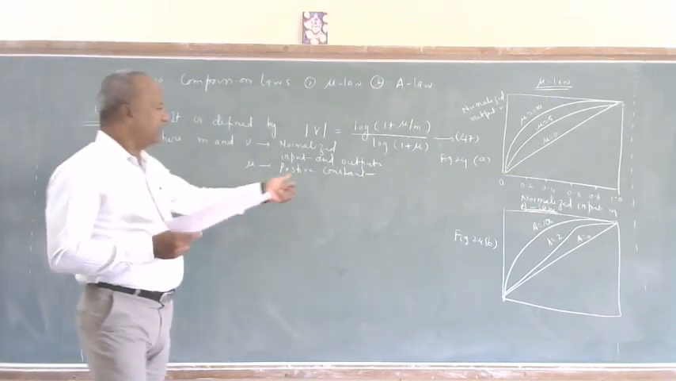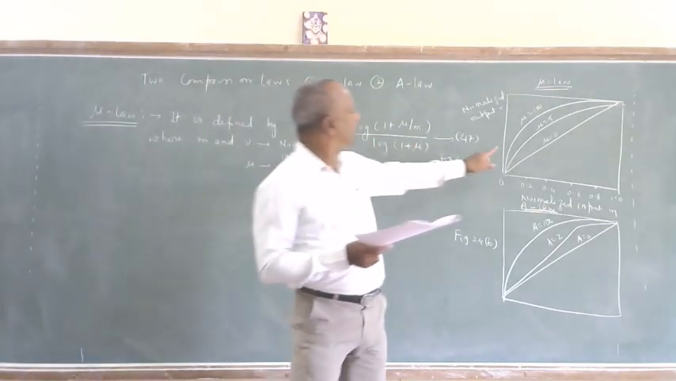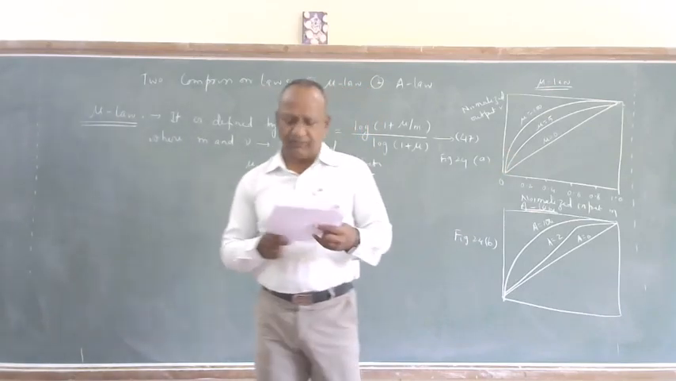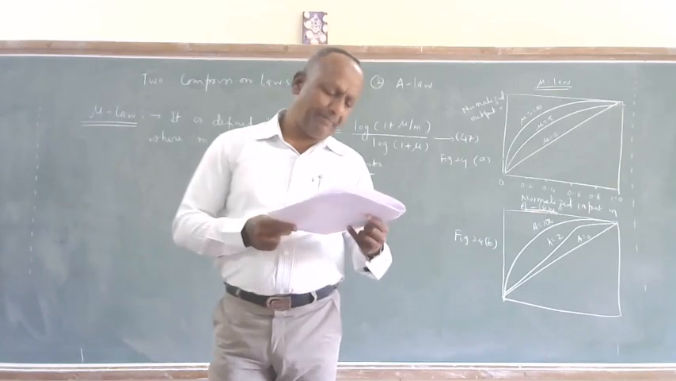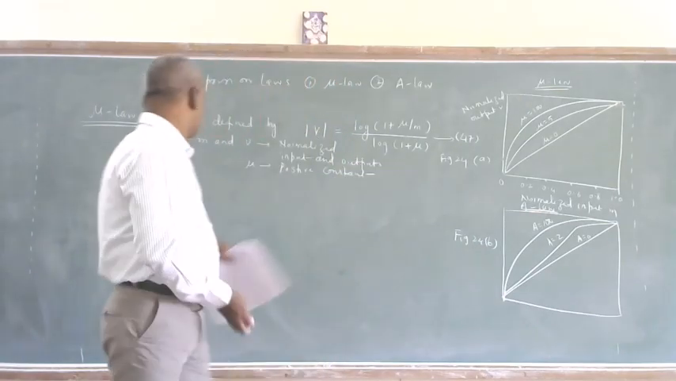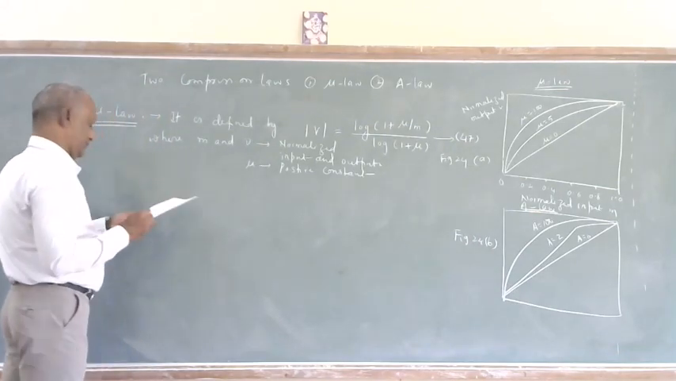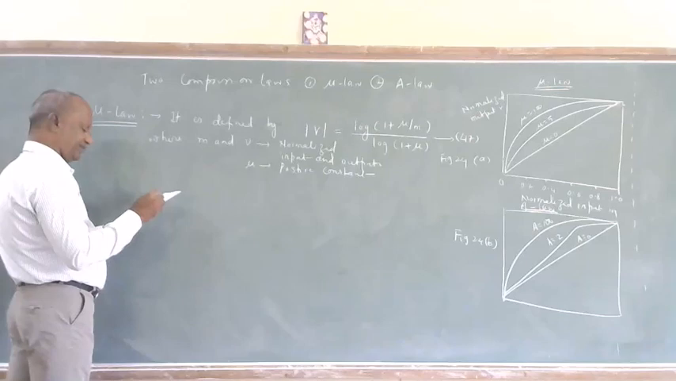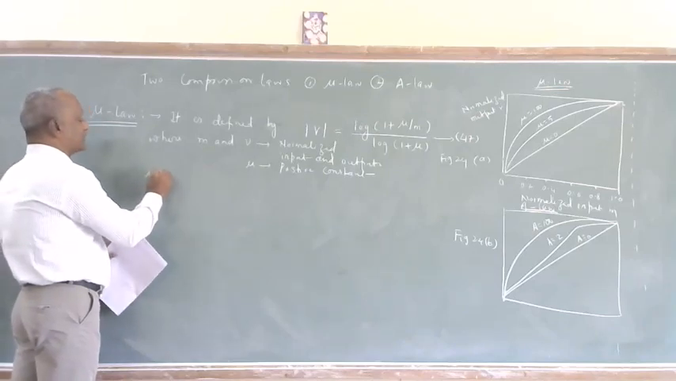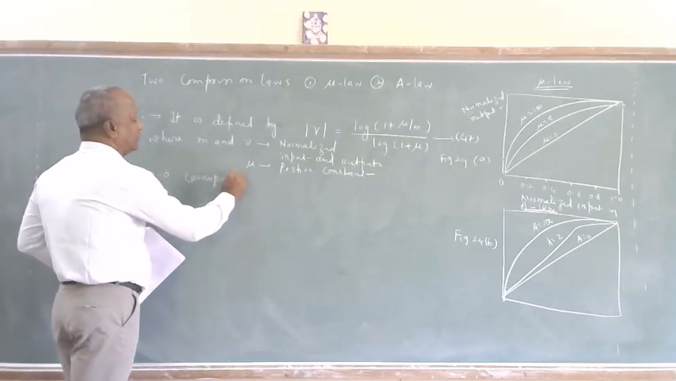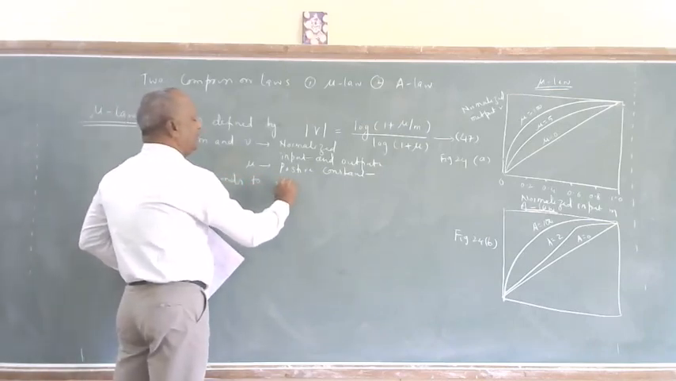So this is a plot for mu law for a different values of mu. Okay. For a given value of mu, another important definition. So mu equal to 0 corresponds to what? Mu equal to 0 corresponds to uniform quantizer.